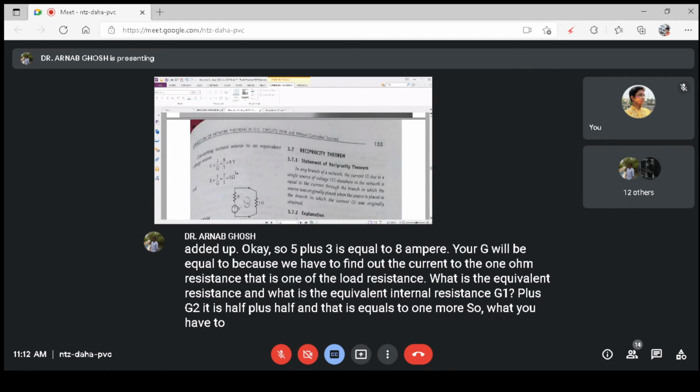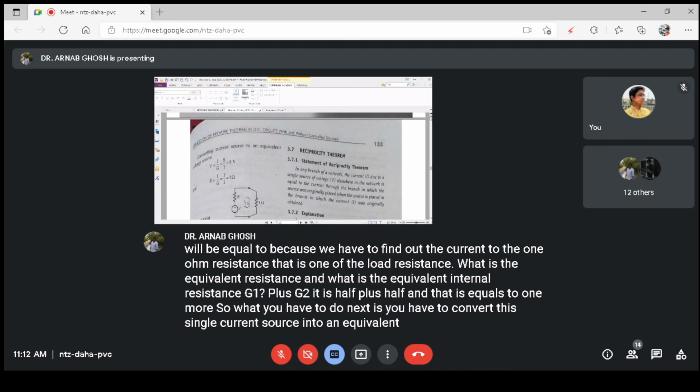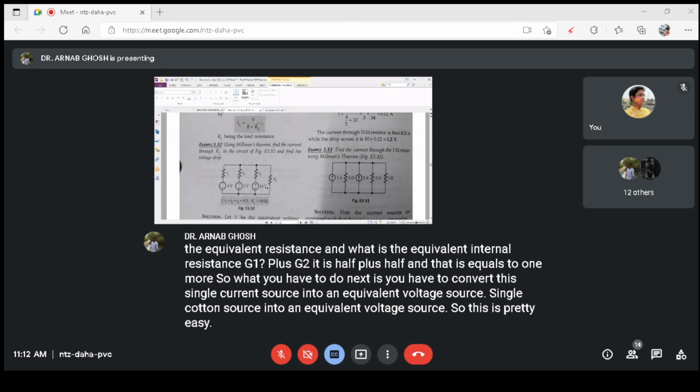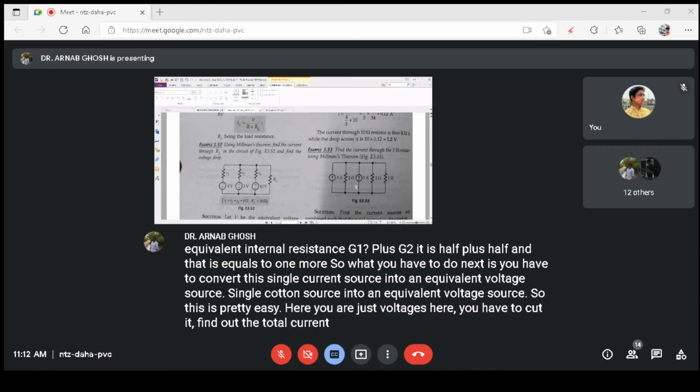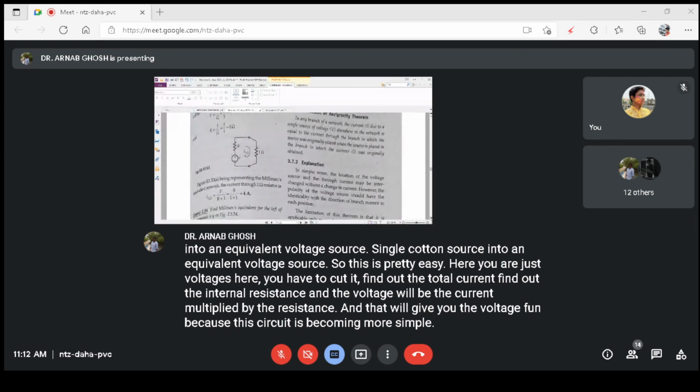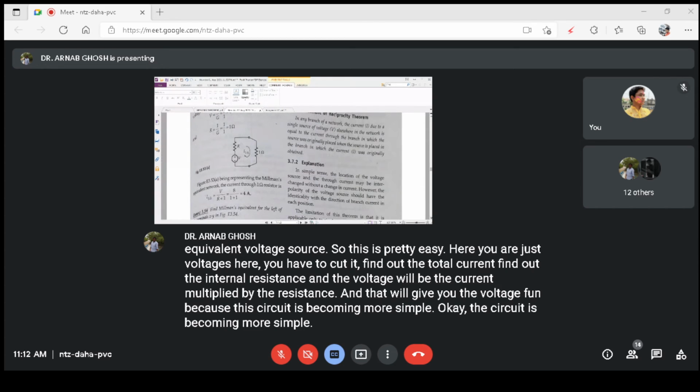What you have to do next is convert this single current source into an equivalent voltage source, which is pretty easy. Here you have just voltages; here you have current. Find the total current, find the internal resistance and the voltage, and that will give you the voltage value. So the circuit is becoming more simple. Okay, the circuit is becoming simpler.